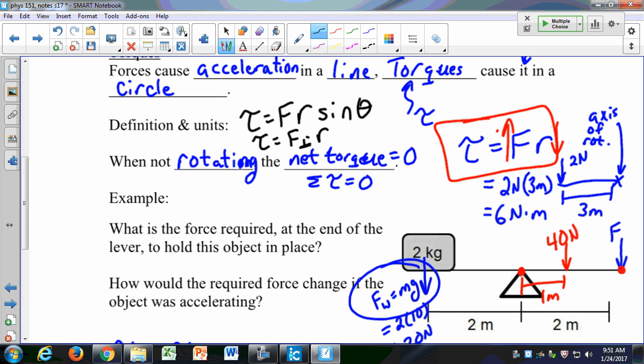Y'all can identify the levers, do those simple torque things, figuring out the effort and the resistance force. Y'all are amazing. Do you know that? Amazing. No, I'm serious, actually. Oh, great. Okay, let's look at muscles.